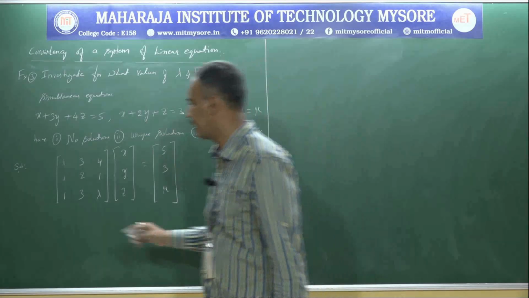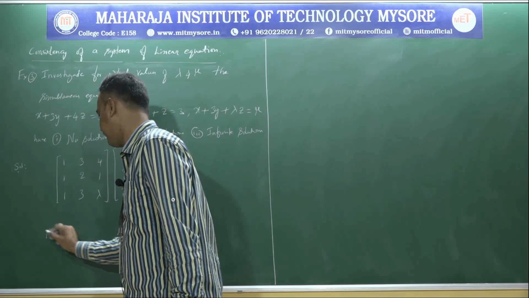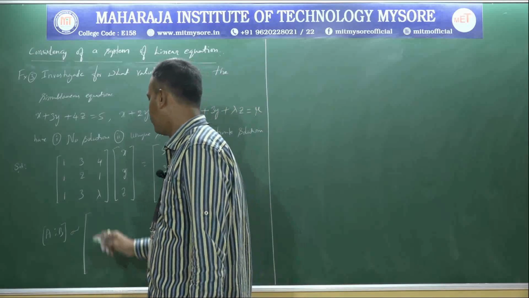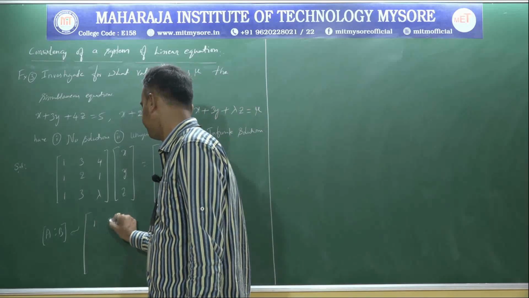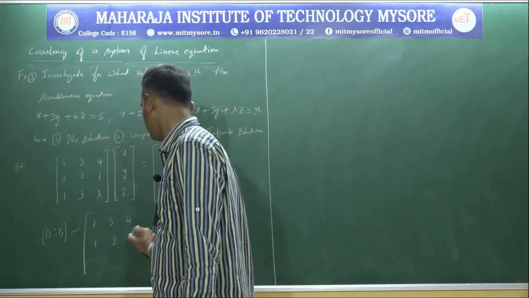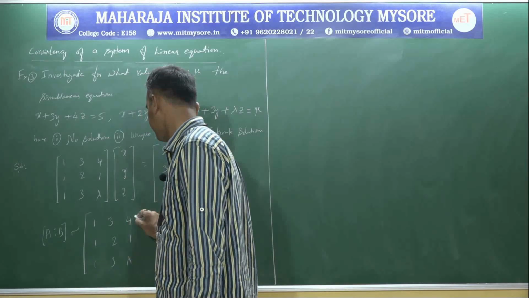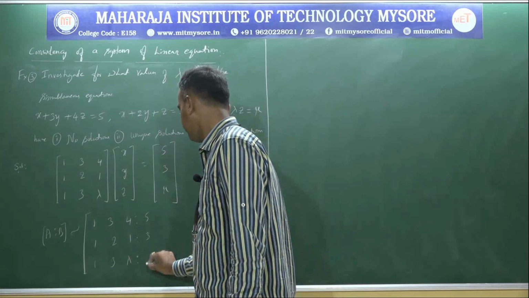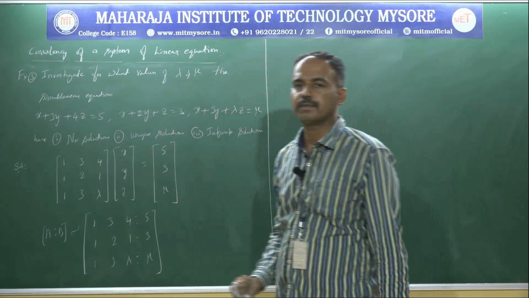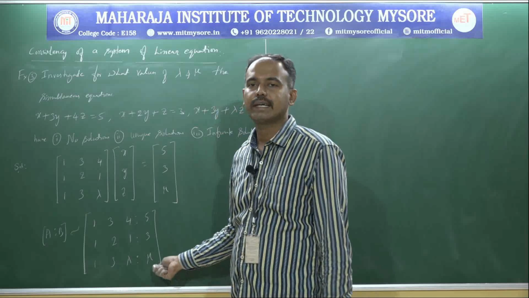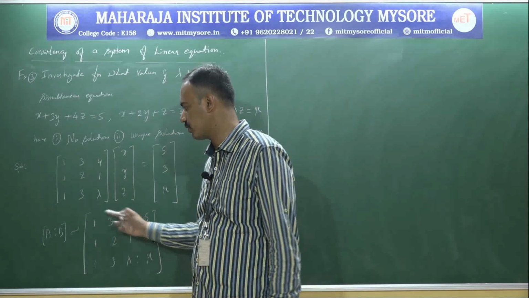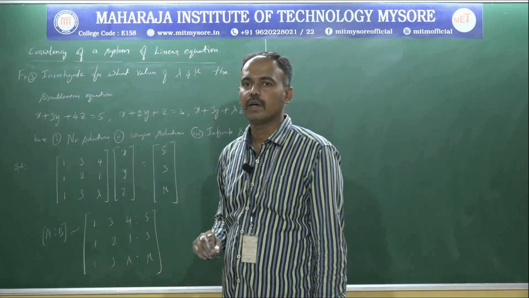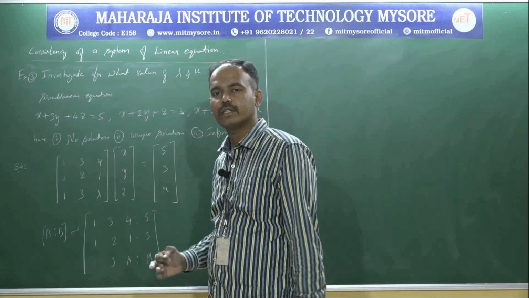Next we denote the augmented matrix. The augmented matrix is: 1, 3, 4; 1, 2, 1; 1, 3, lambda, along with the constant values 5, 3, mu. The first observation: we can't directly conclude the rank of the augmented matrix and the coefficient matrix A, because it is not in row reduced echelon form. That's why we apply row reduction.